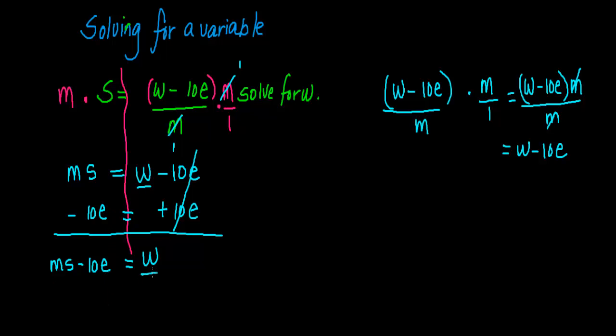So I'm done. I've isolated W, and we always write the variable to the left side: W equals ms plus 10e. And there's your answer.